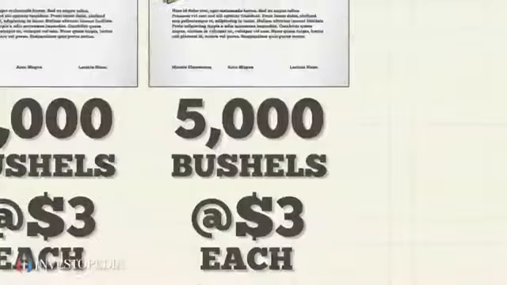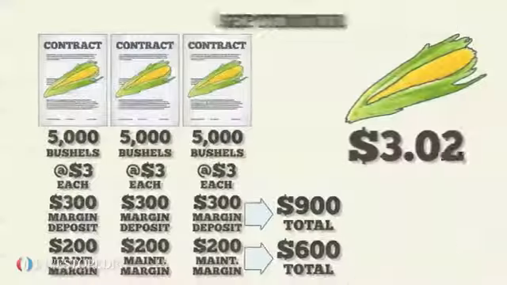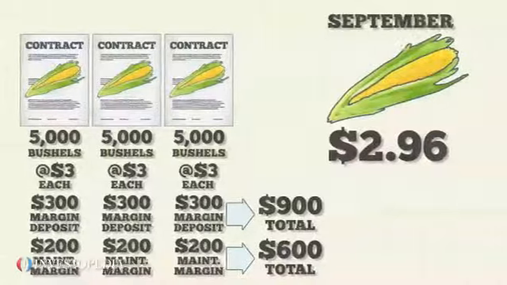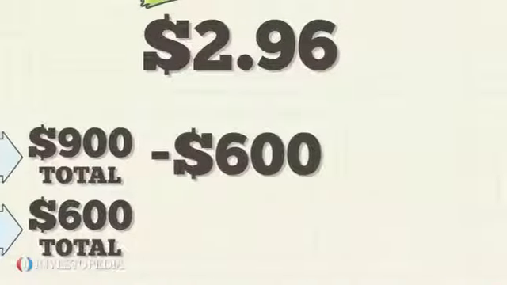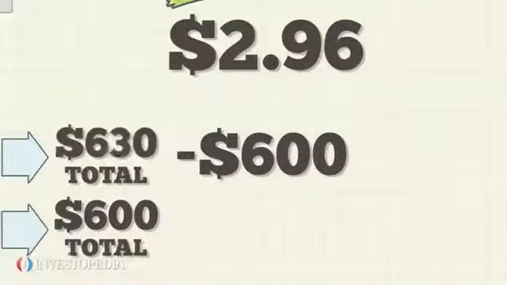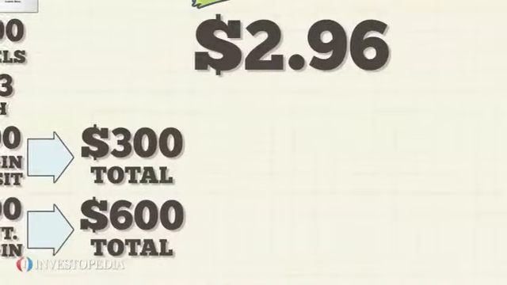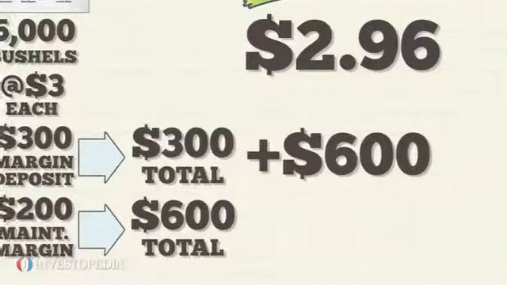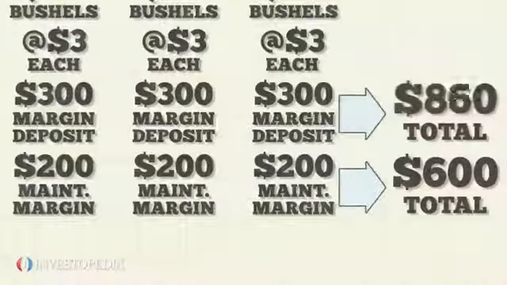3 contracts times 0.04 times 5,000 bushels. However, if instead it decreases 4 cents from $3 to $2.96, the investor loses $600. The account deposit would be reduced to $300, and the investor would need to deposit $600 of variation margin in order to get the account back to its initial margin.